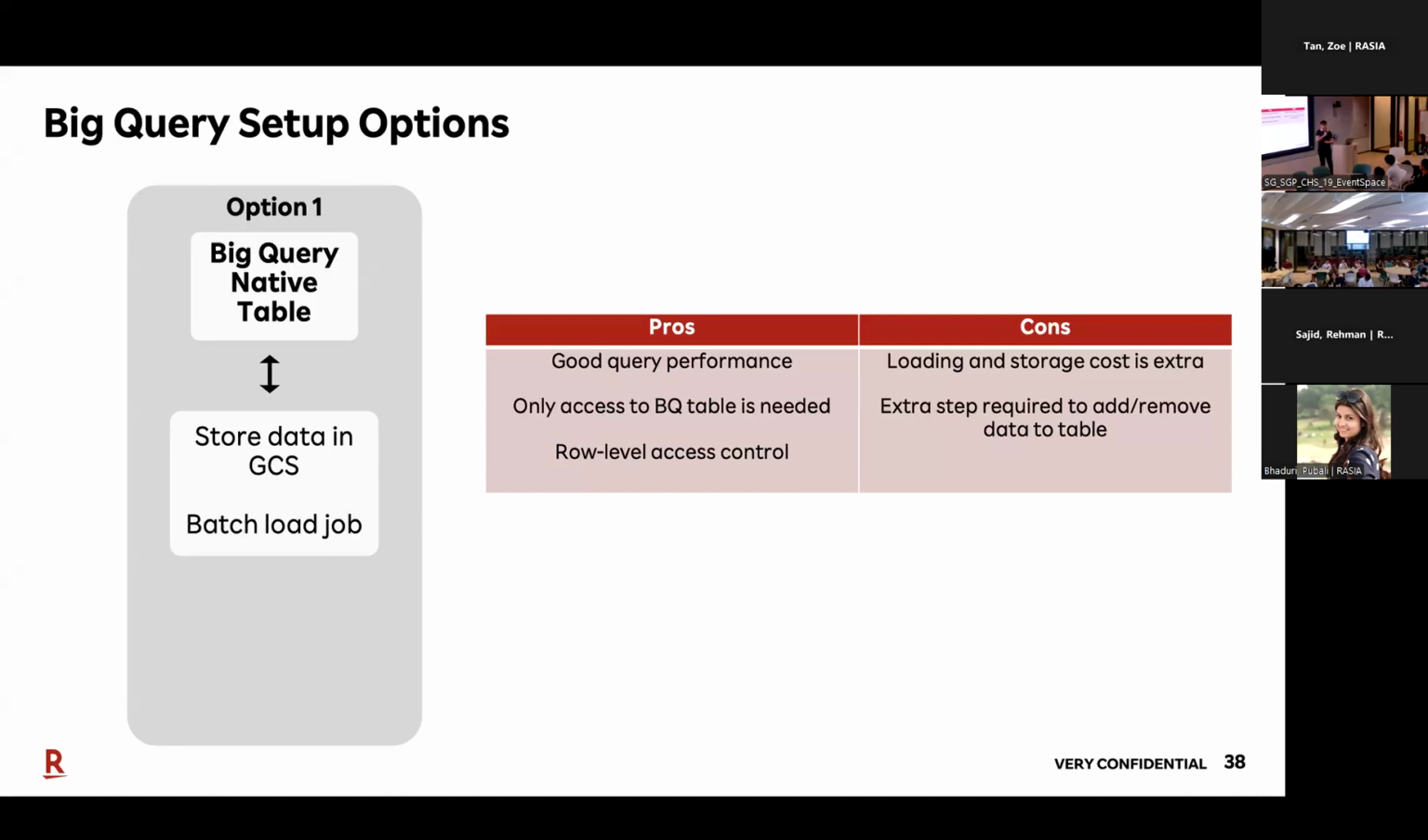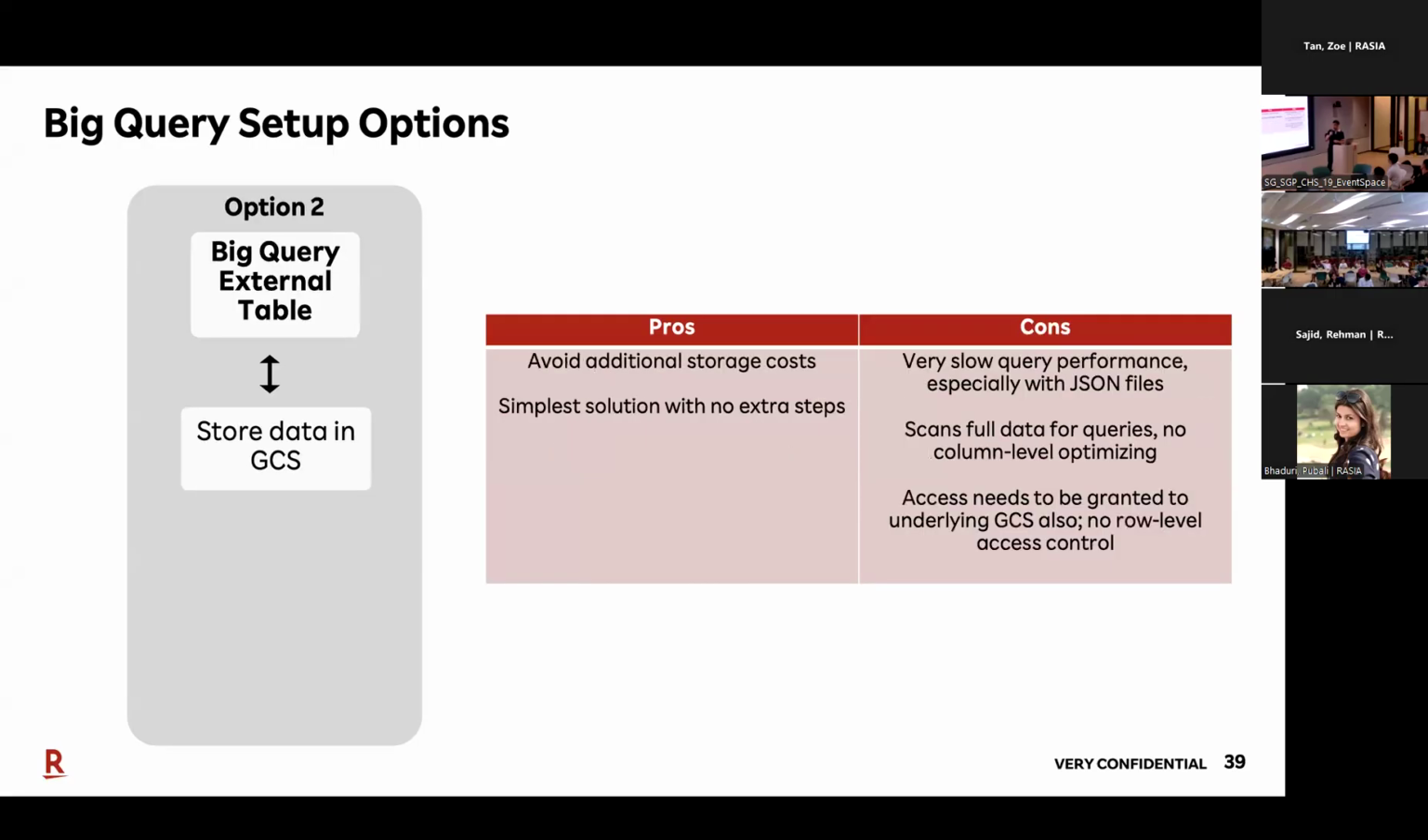But the cons, like I mentioned, is the storage cost is extra because not only are we storing data on GCS, we also have a load job that loads native tables. So there's duplicated data. That's a con that we actually weighed as well.